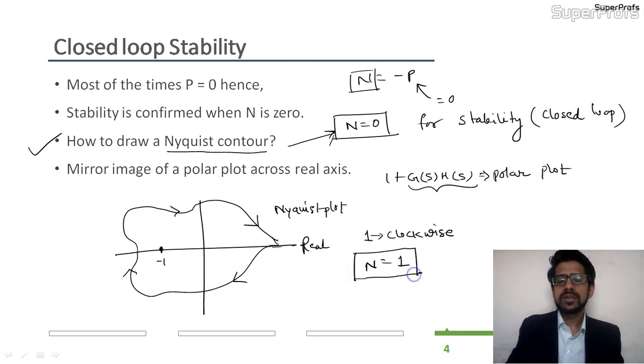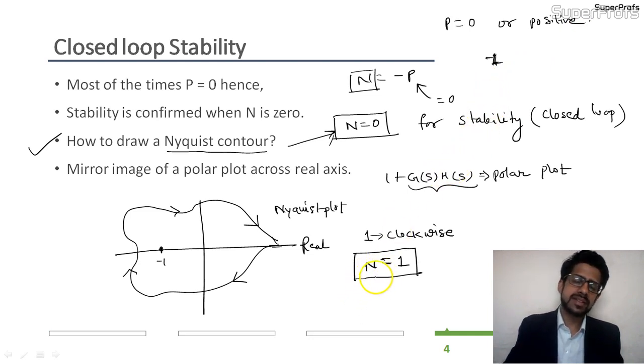Okay. So as n is equal to 1, I'll have to check if my p is equal to -1. That means p should be lying on the left hand side of the s-plane. So p will not be -1. P cannot be -1. P might be 0 or positive. P just cannot be negative. Okay. So this is how I can say the system will be unstable if n is equal to 1.